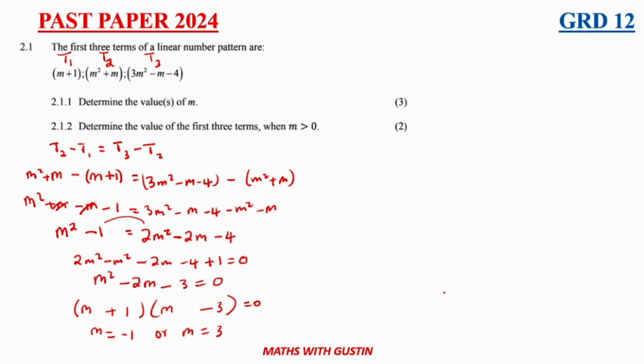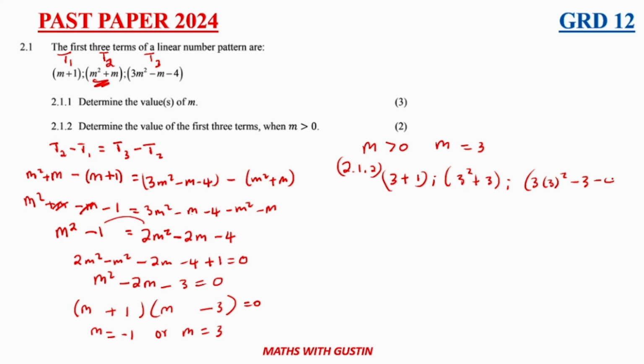Now let's move on to 2.1.2. It says determine the value of the first three terms if m is greater than 0. If m is greater than 0, therefore it means m is equal to 3. So we're going to come here and substitute into our original. First term was m plus 1, and therefore the next term, I'm just substituting them here, guys: 3 squared plus 3, and therefore the third term would be 3 times 3 squared minus 3 minus 4.